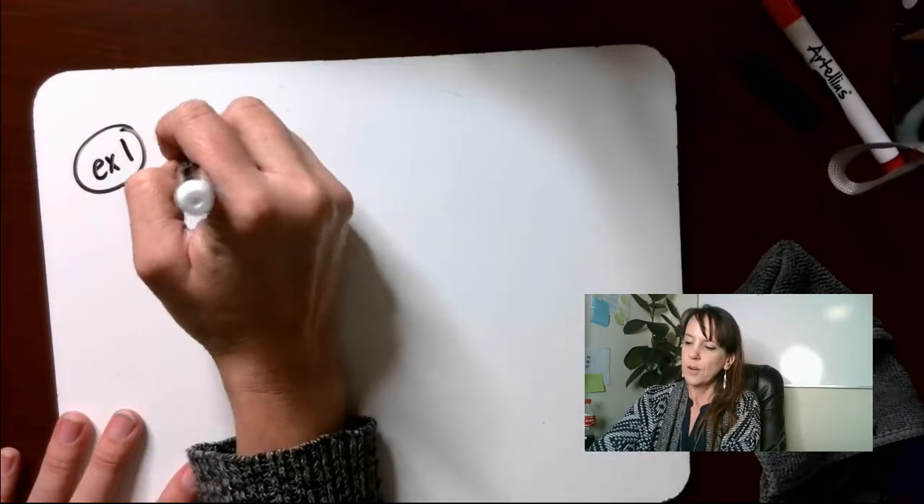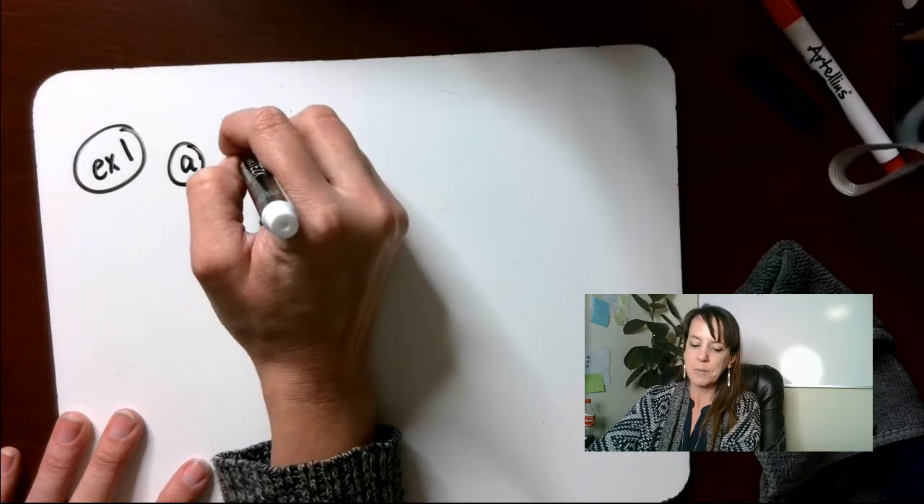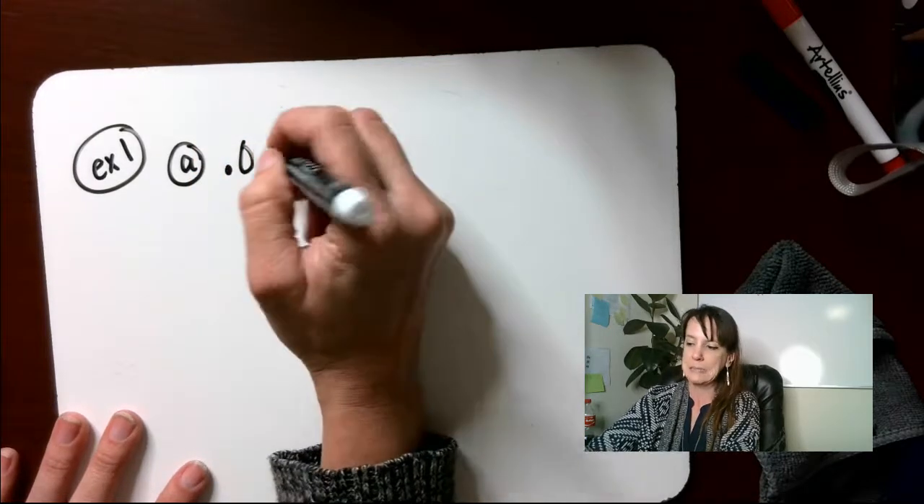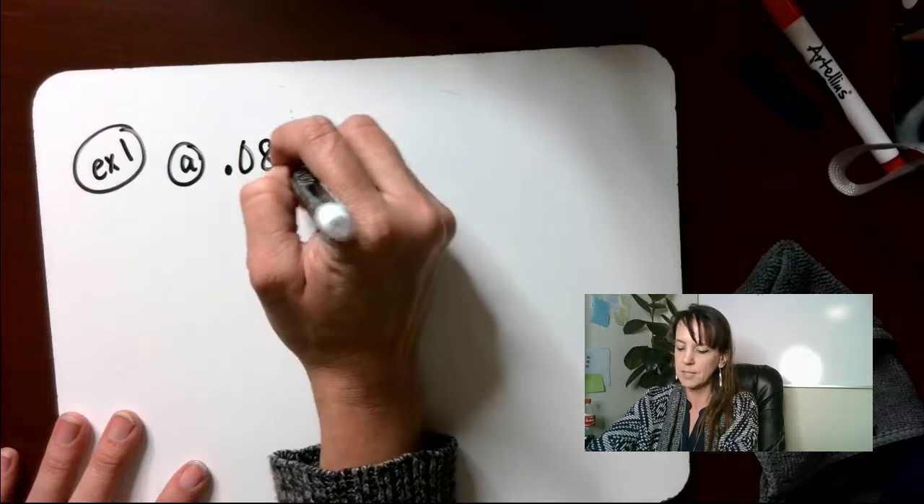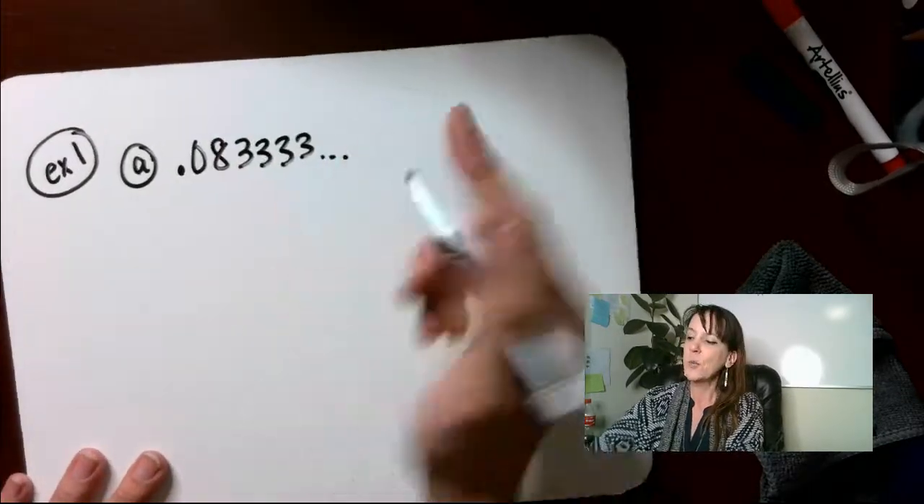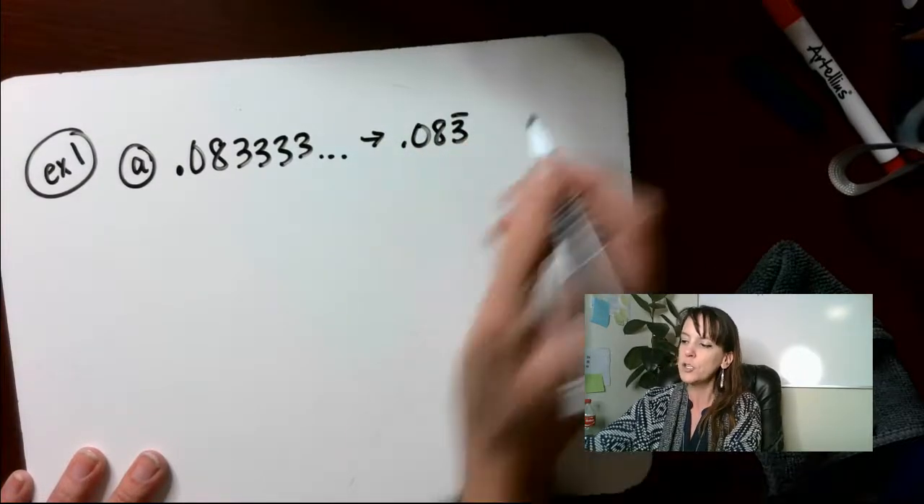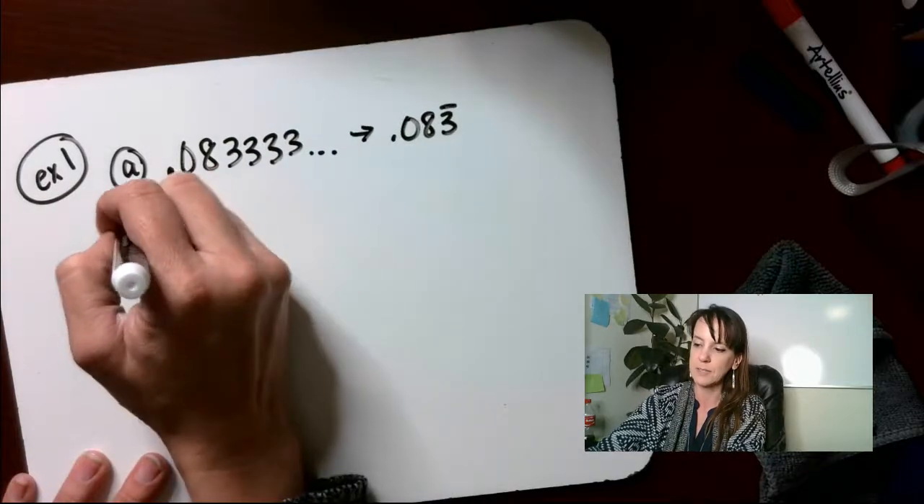It says, rewrite these decimals with a bar over the repetend. I don't even know if that's the word. So 3, 3, 3. You see how that goes on like this. So the way that you would write this is 0.083 with a bar just over the 3 because that's what repeats.